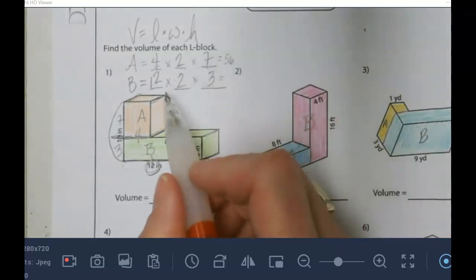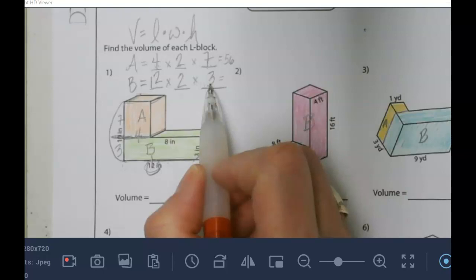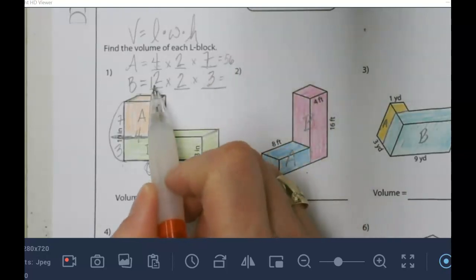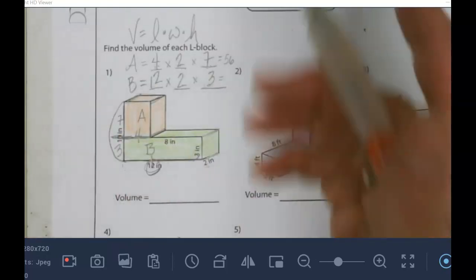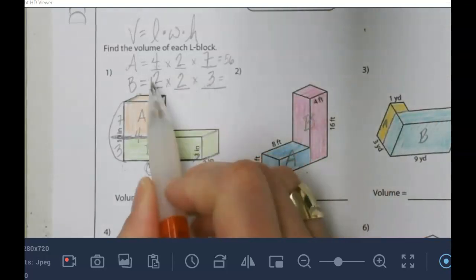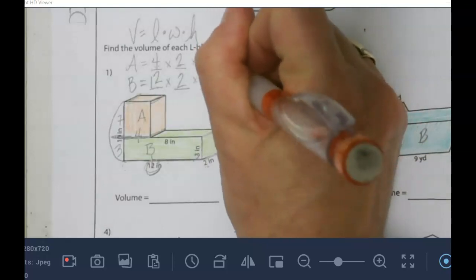Okay, then I have 12 times 2, and then take it times 3, or 2 times 3 is 6, and multiply that by 12. Remember, the order doesn't matter when we multiply, but I'm going to do it with 2 times 3 is 6, and then 12 times 6 is 72.